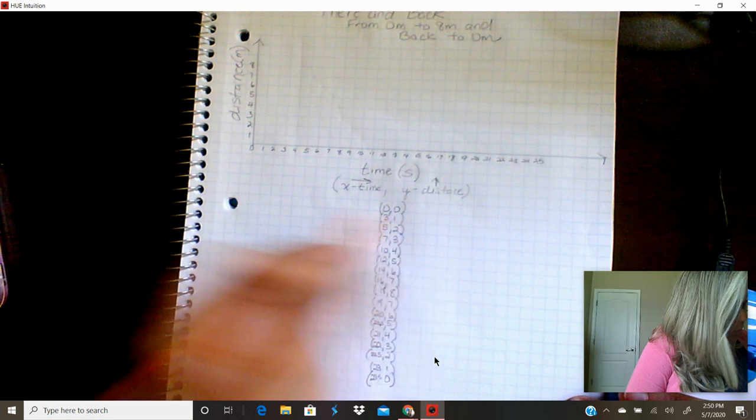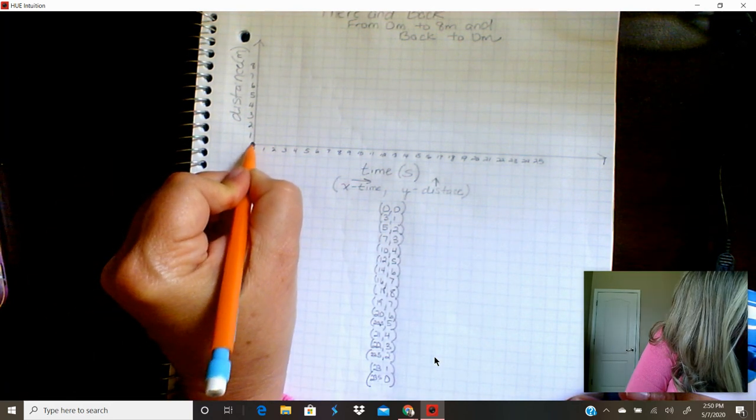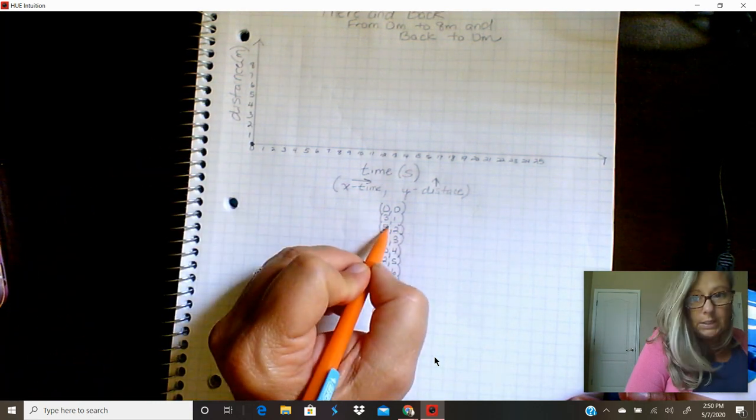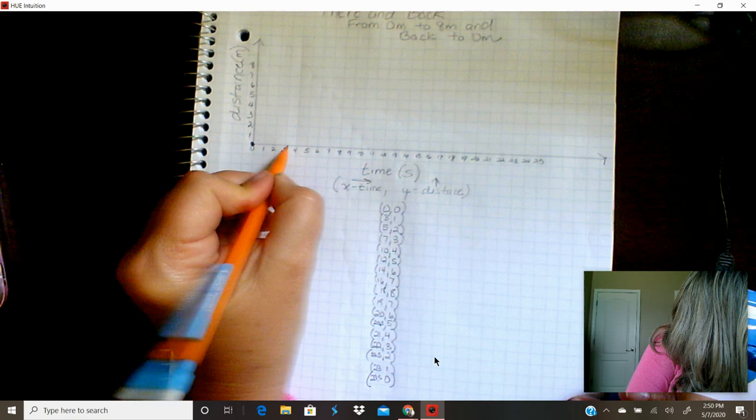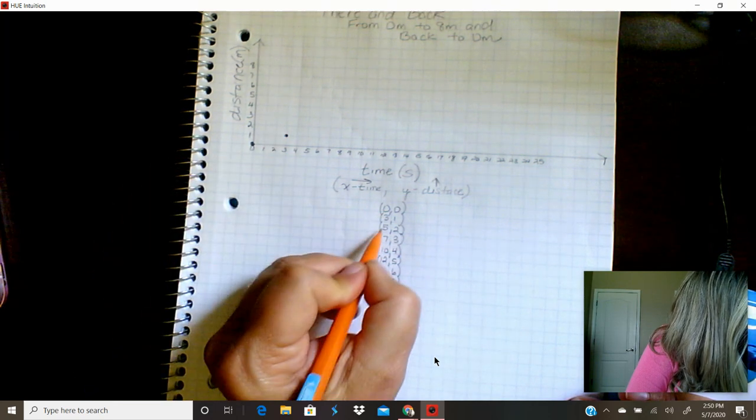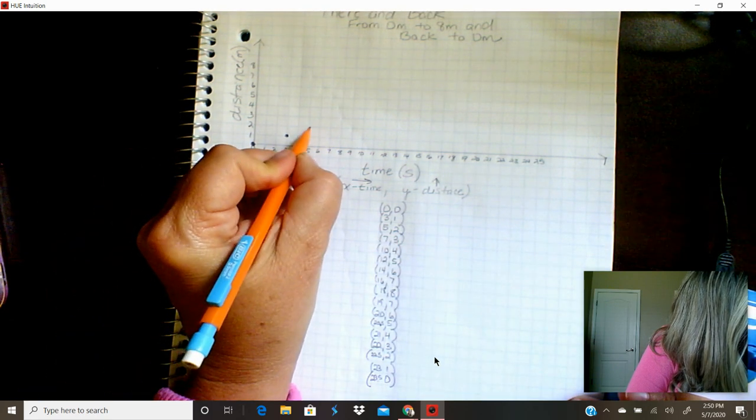All right, my first point is zero distance and zero time, because Nick started at the zero card. At 3 seconds, crawl over to 3, climb up to 1. Nick was 1 meter away. At 5 seconds, Nick was 2 meters away. Crawl over to 5 and go up to 2.